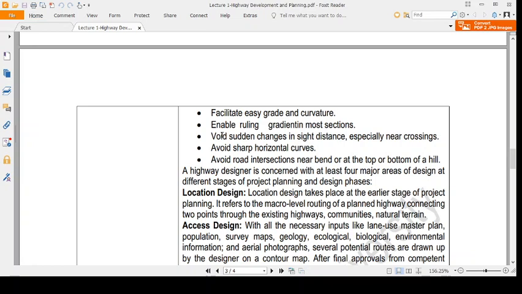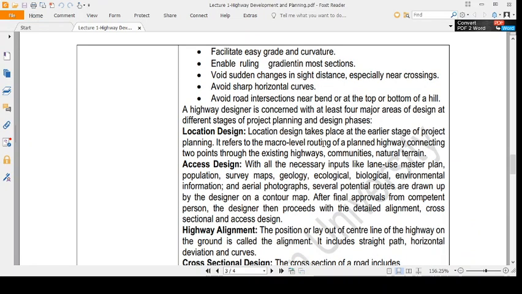Gradient means suppose in a hilly area, you design that road properly, in that case, the force required for the vehicle to overcome that hilly area would be minimum. Now, enable rolling gradient in most of the sections. So there are different types of gradient, that is the rolling gradient, minimum gradient, maximum gradient, mountainous gradient, etc. So we'll discuss this later on. So avoid sharp horizontal curves, avoid road intersection near bends or at the top or bottom of the hill, etc. These are the different factors which govern different design characteristics of the road. So these areas should be considered whenever you are designing some road.